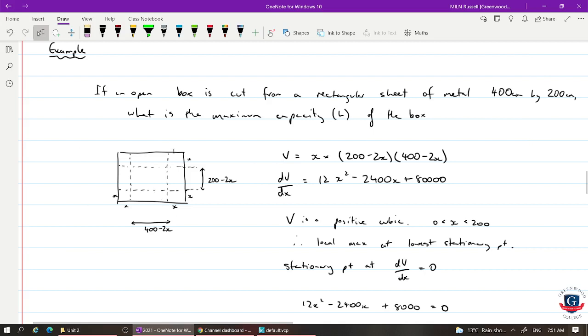So if we draw it, we'll find that these lengths here are x, because they have to fold up and meet at the same point. This length here will be 200 take 2 lots of x. This length here will be 400 take 2 lots of x. We fold them up, it'll be that length times x, which is what I've done here. If we take the derivative of that, we get this equation here. Now v is going to be a positive cubic, so the local maximum is going to be the first value that we get to.